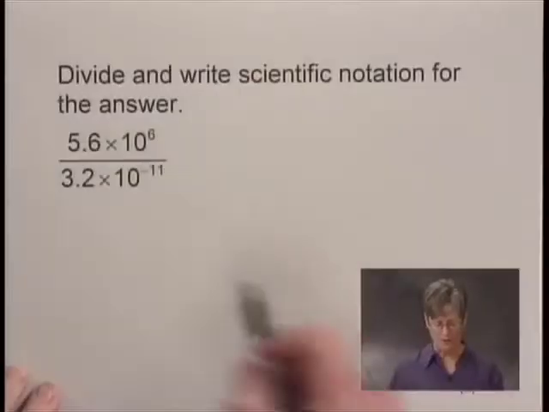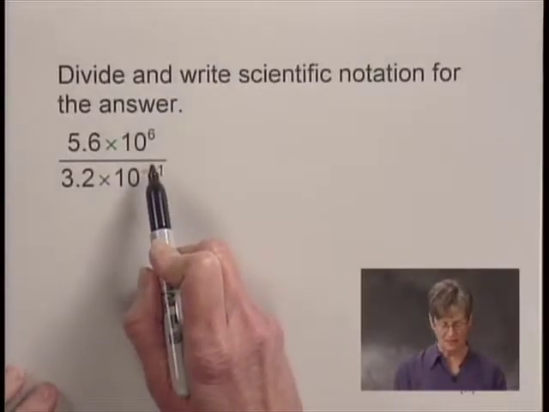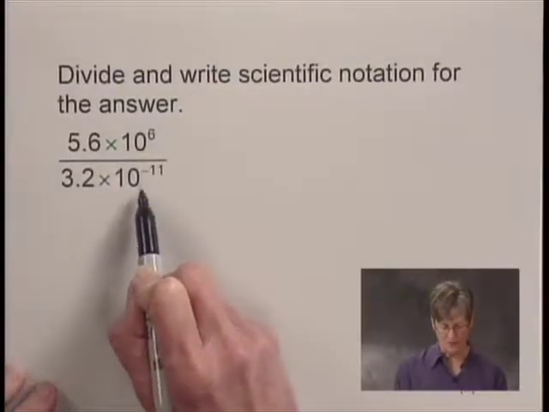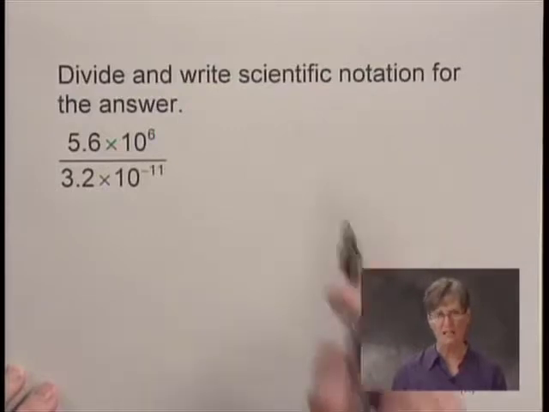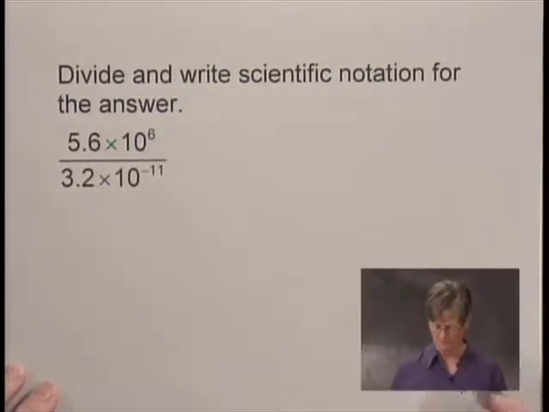This is a computation using scientific notation. We're going to divide 5.6 times 10 to the 6th power by 3.2 times 10 to the negative 11 power, and we'll write scientific notation for the result.